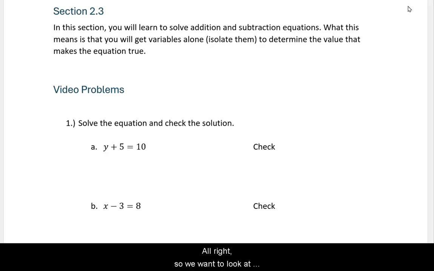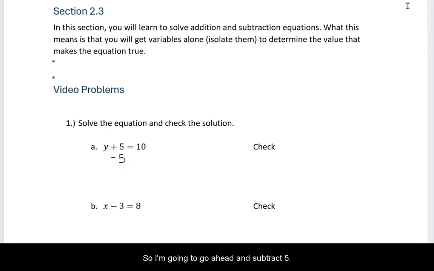All right, so we want to look at basically what is being done to the variable. So for 1a, we have y plus 5 equals 10. Well, we need to undo or get away what we're doing to the y, so that way we can figure out when it's by itself, what does it equal? The way that we do that is by canceling them, by doing the opposite function. So if we are adding 5 to y, in order to get rid of it, we need to subtract 5. So the opposite function of plus is minus.